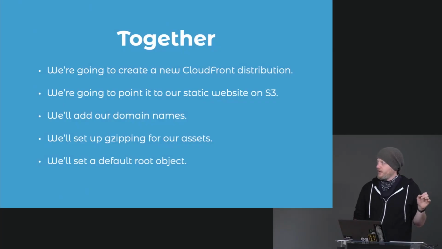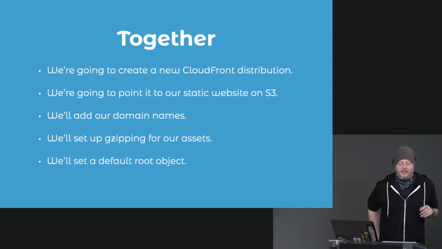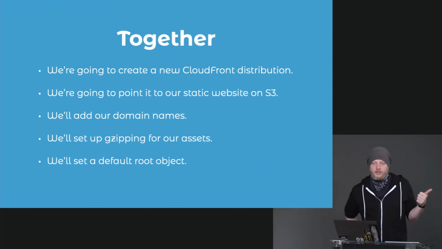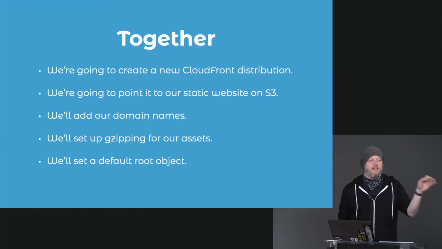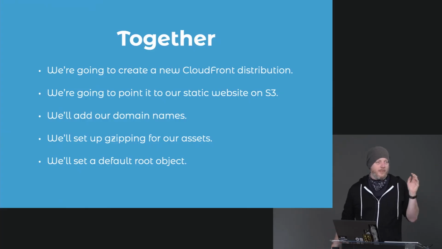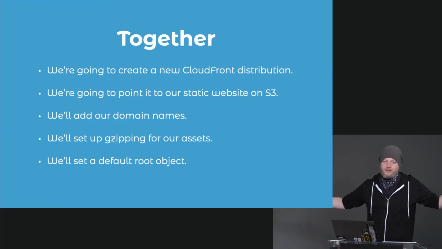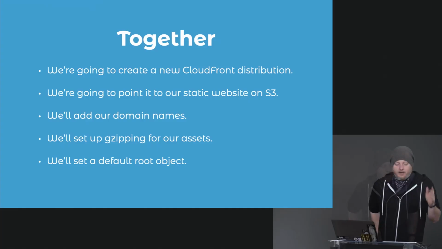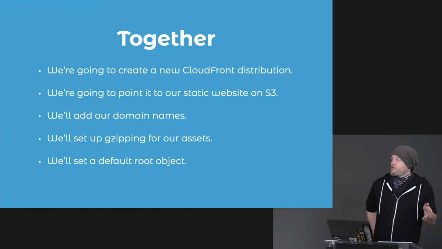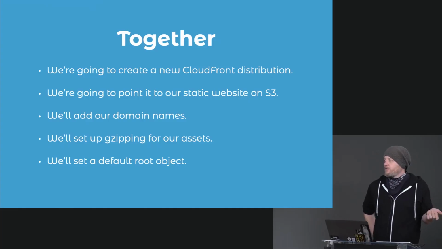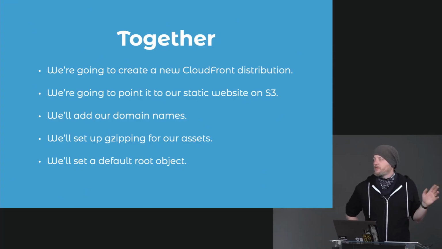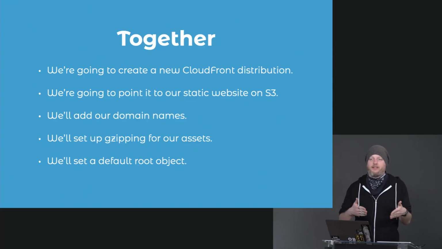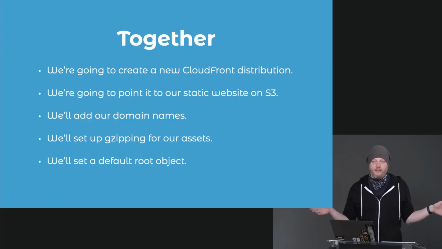So the steps that we're going to do together, I'm just going to call them out, is we're going to create a new CloudFront distribution. A distribution is just a CloudFront setup. If S3 is buckets, then CloudFront is distributions. So we're distributing your app around the world. We are going to point it at our static website on S3. We'll add in those domain names. We'll set up the gzipping and brotli-ing of our applications. We'll set a default root object. Basically, instead of pointing to the S3 bucket, you will now talk to CloudFront.